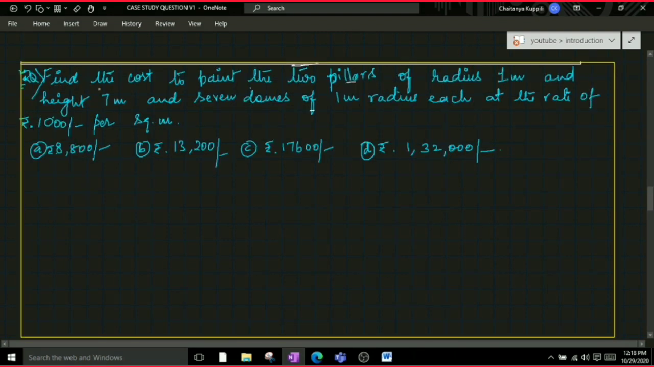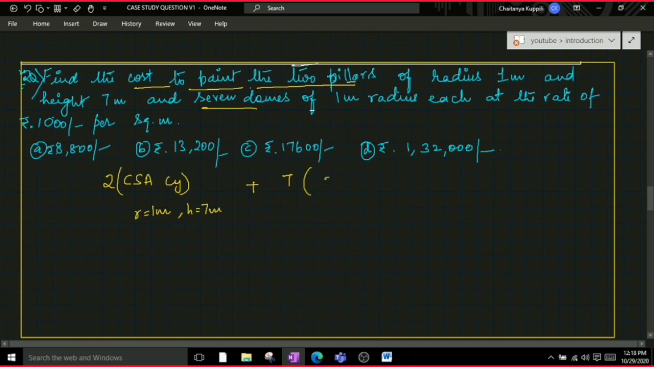Let's do this question now. Find the cost to paint the two pillars. Painting in the sense here is curved surface area. Pillars in this question are in a cylindrical shape, of radius 1 meter and height 7 meters given. Plus 7 domes. 7 domes means hemispheres. CSA of hemisphere of radius 1.